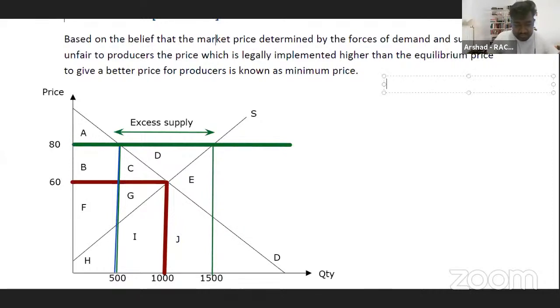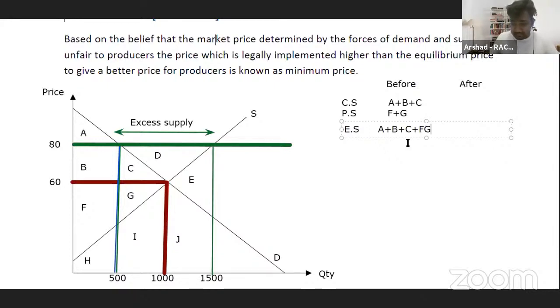Let's go faster. Consumer surplus before, CS before. It's how much? It's A, B, and C. Okay, producer surplus before is F plus G. Now, economic surplus is A, B, C, F, G. Done.